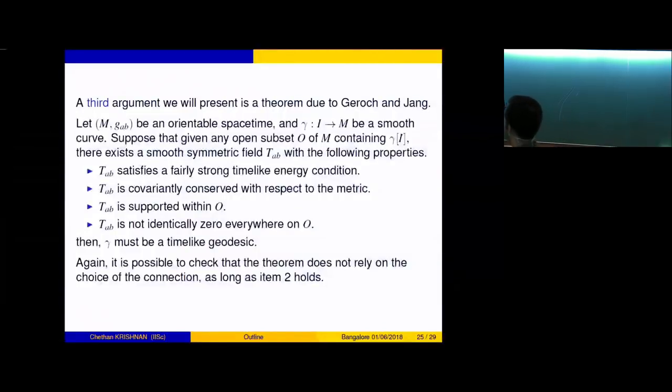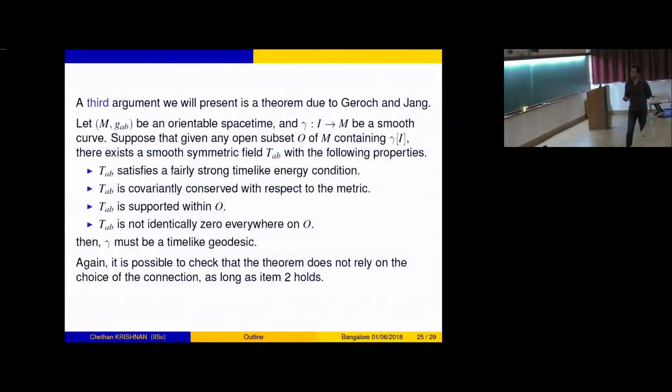So if that is the case, and if you make these following assumptions, the strongest of which is that it's some kind of strong energy condition. I haven't put it here, but I can find it for you. The second statement, which is what we want, is that it is covariantly conserved. The third is that it is supported around the curve. And the final assumption is that it is not just empty. DAB is not empty. There is something here.